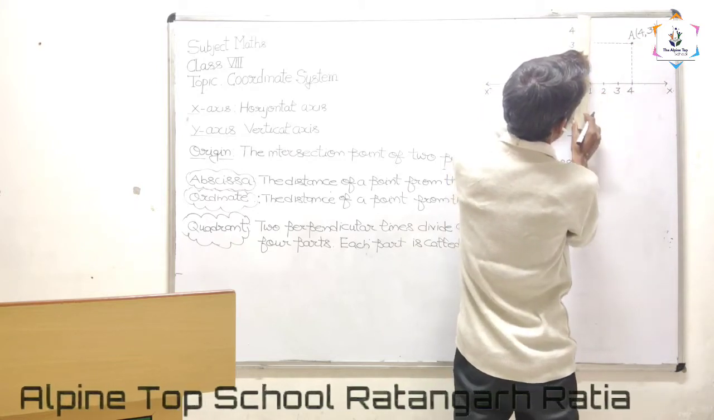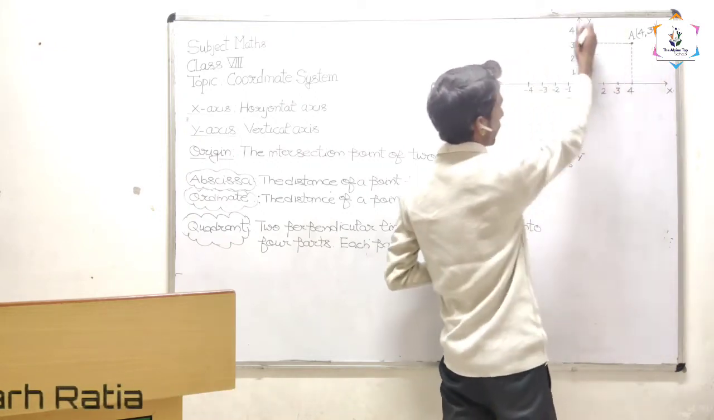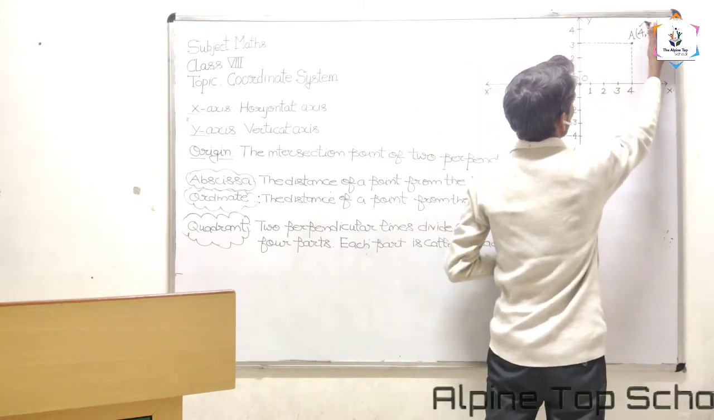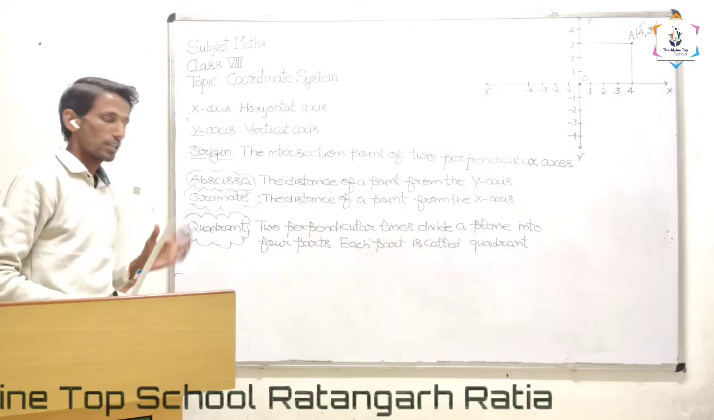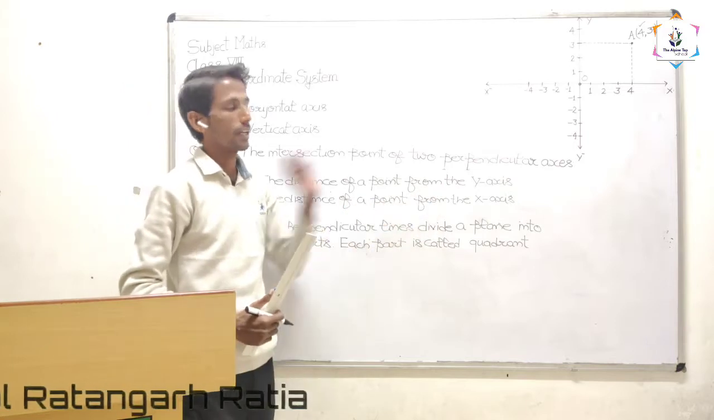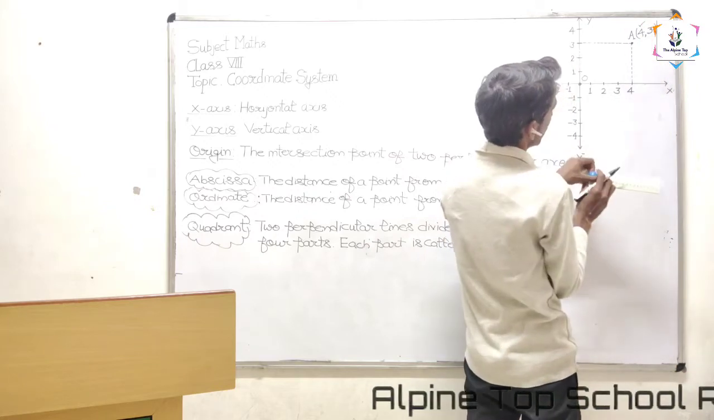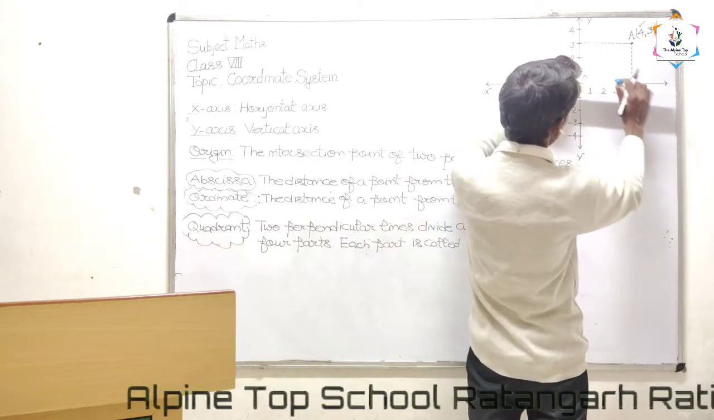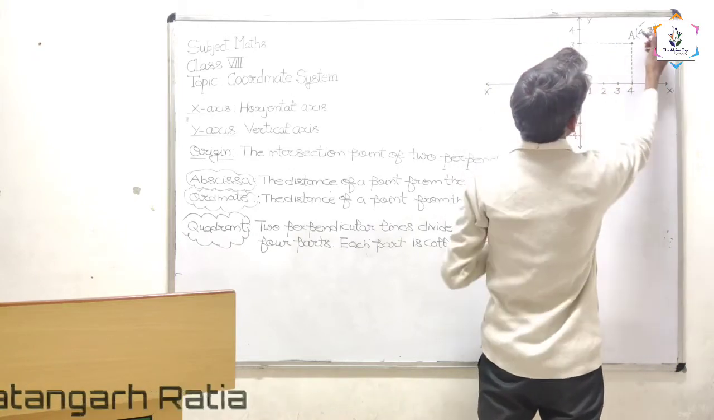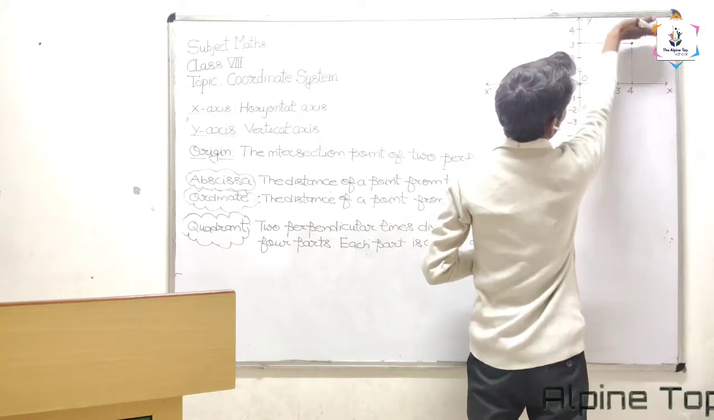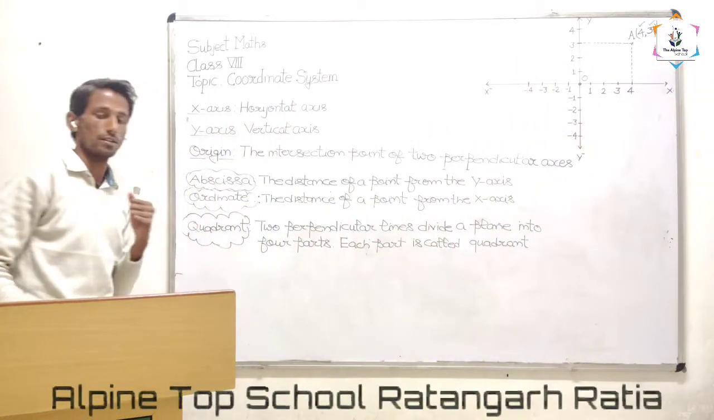We counted from here 1, 2, 3, 4. This point is 4 units away from the y-axis. That's why this 4 units is known as the abscissa of this point. Now, second, what is the meaning of ordinate? The distance of a point from the x-axis. When you identify the distance of this point from the x-axis, how many units are there? You are observing 1, 2, 3. This point A is 3 units away from the x-axis. That's why this 3 units is known as ordinate.